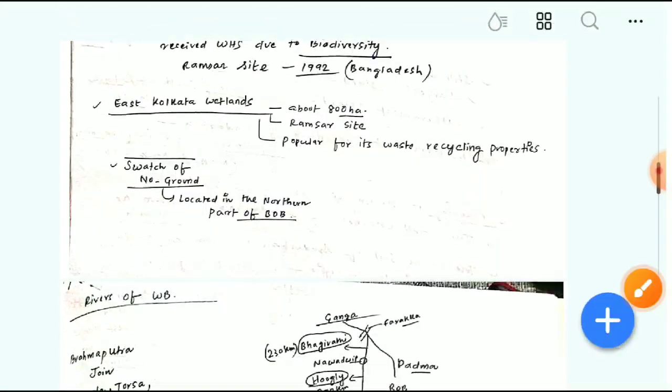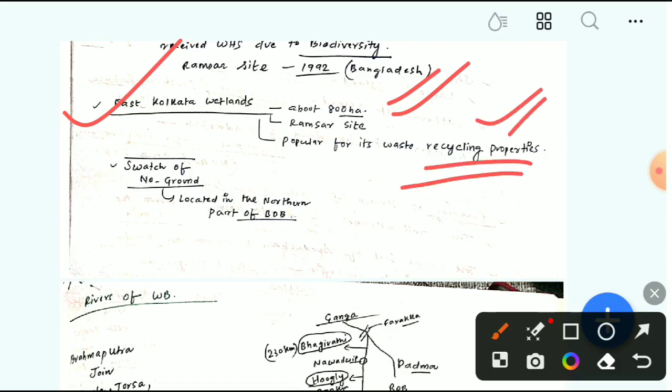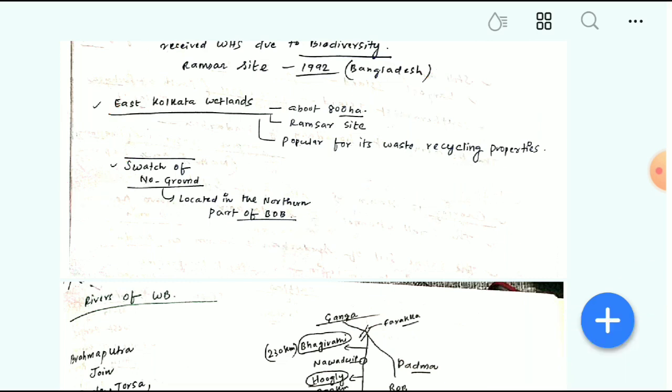Next is East Kolkata Wetlands. It is about 800 hectares, and it is a Ramsar site. It is popular for waste recycling properties. So it is famous for its waste recycling properties. Swatch of No Ground is located in the north part of Bay of Bengal.